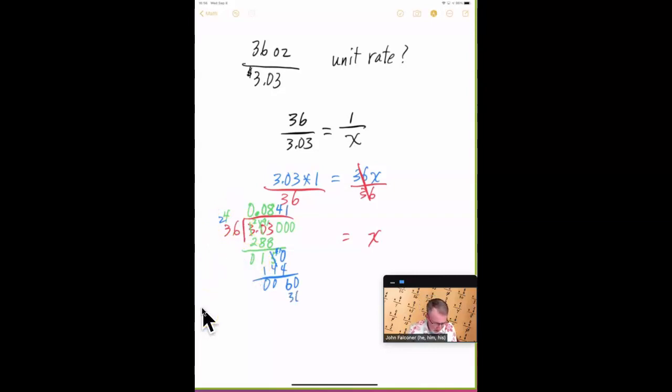So 36, 5 and 1. 10 minus 6 is 4. 5 minus 3 is 2. And let's go just one more, just for fun. Bring down that last 0. 36 goes into 240. How many times?